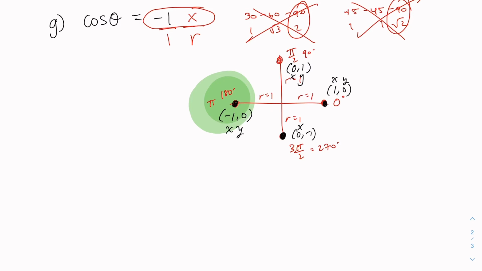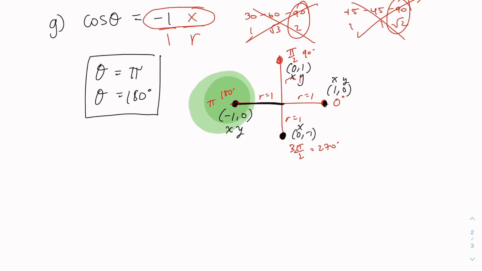Theta equals pi. That is the only spot, or you could say 180 degrees. This is the only angle where if I were to take x and r, divide them, I'll get an answer of -1.